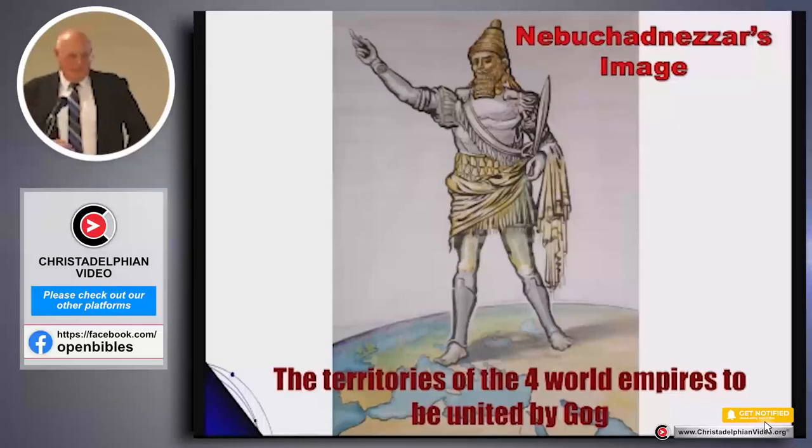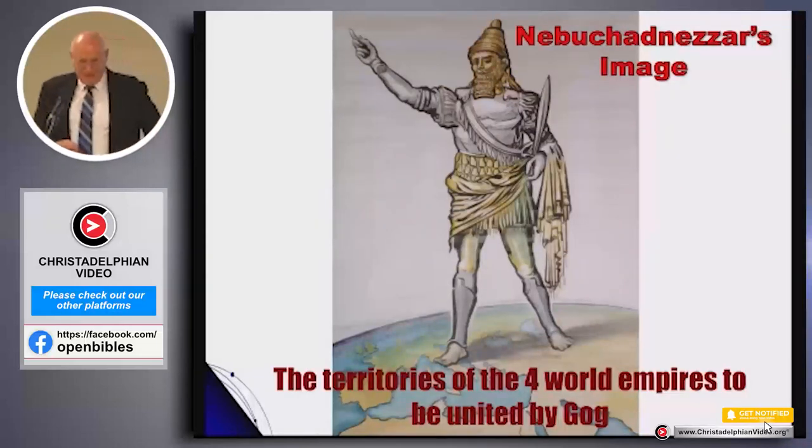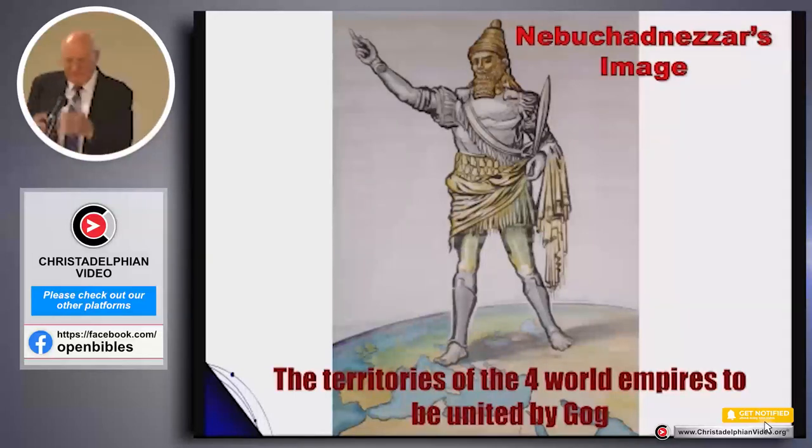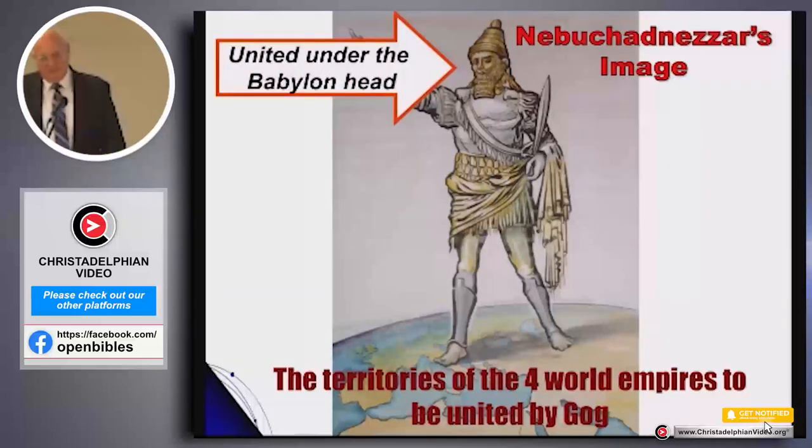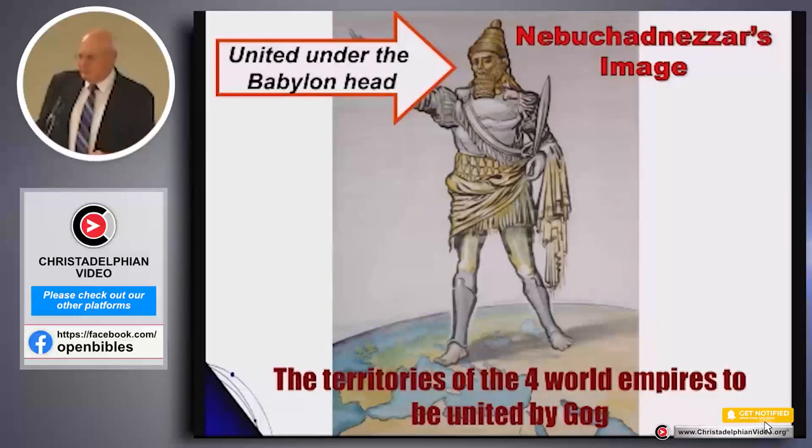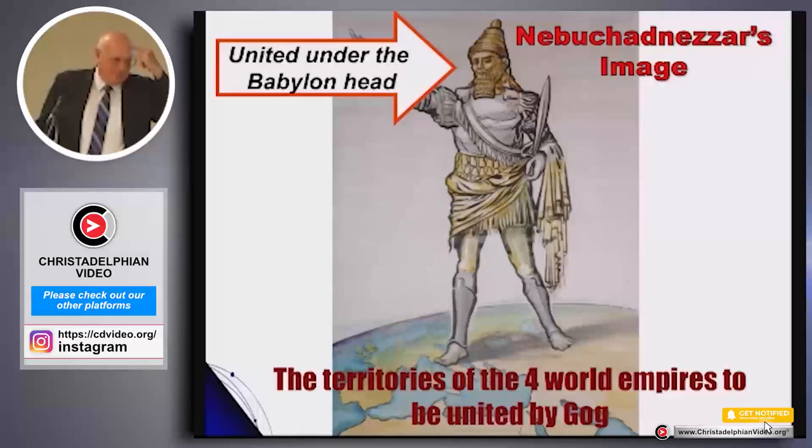So let's just review that in picture form. Here's the image. The territories of the four world empires are to be united by Gog, under the Babylonian head. In other words, what do you do with your head, apart from putting it on a pillow at night? This is your brain box, isn't it? This is where what you decide to do is managed. You decide what you're going to do up here, and you manage it, all right? This is the thinking power. So it's the Catholicism of the world. It's the papacy, the Babylon the Great of the apocalypse that is the thinking power behind all of this.